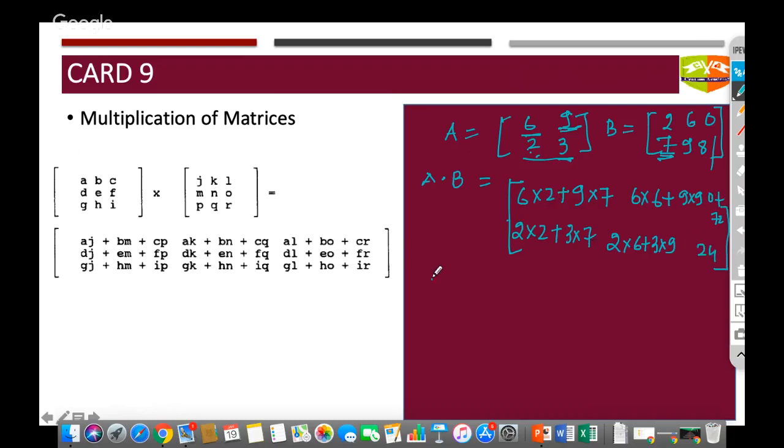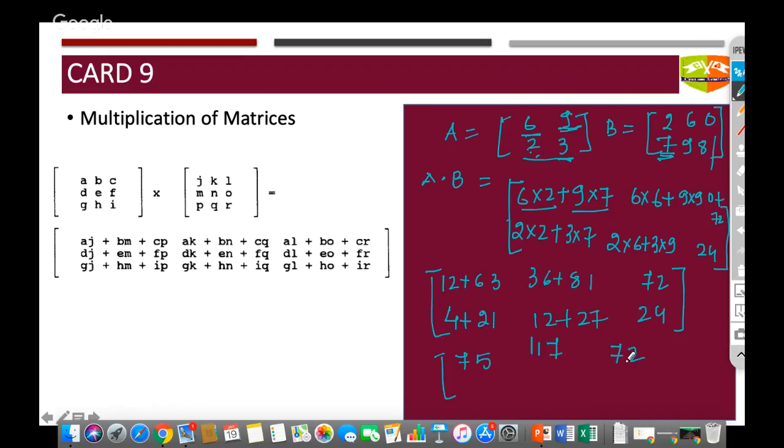So this is nothing but 6 into 2, 12, plus 9 into 7, 63. So 12 plus 63 here, I have 36 plus 81 here, and I have 72 here. Then I have 4 plus 21 here, I have 12 plus 27 here, and I have 24 here. So it gives me 75 here. It also gives me 117 here. This becomes 72, this becomes 25, this becomes 39, and this becomes 24.